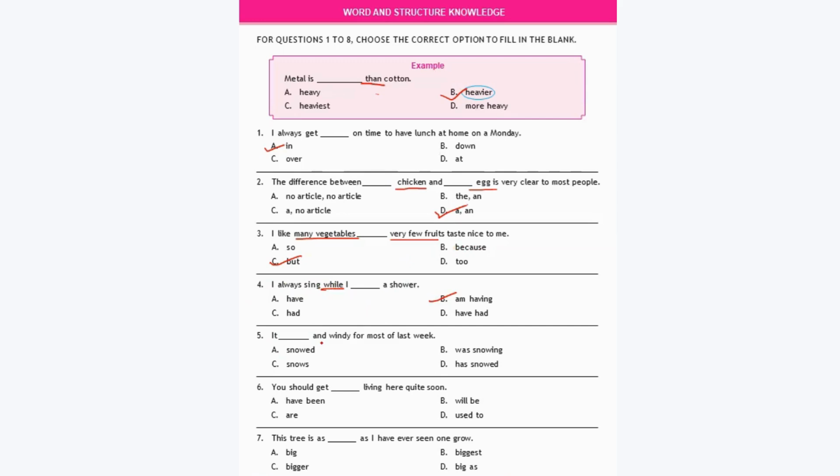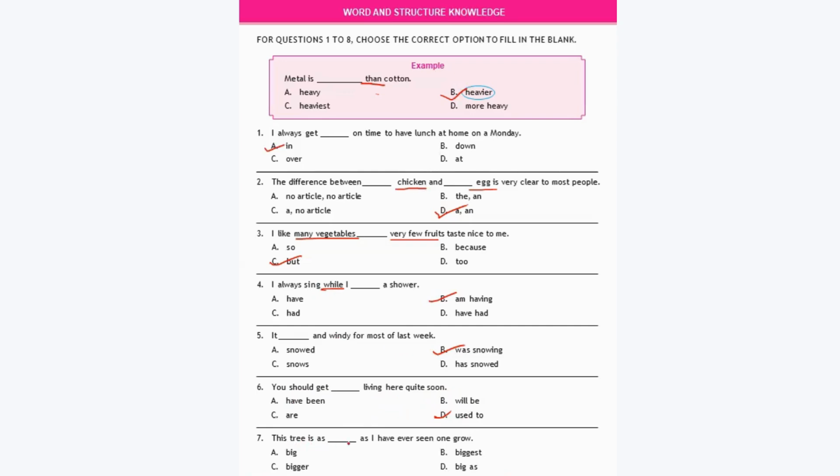Now, "It dash and windy for most of last week." You're describing the weather condition here. So "it was snowing and windy for most of last week." So option B is your correct answer. Next, "You should get dash living here quite soon." It should be "You should get used to living here quite soon." The expression used to indicates the meaning that you should get comfortable living here quite soon. So option D, used to, is your correct answer.